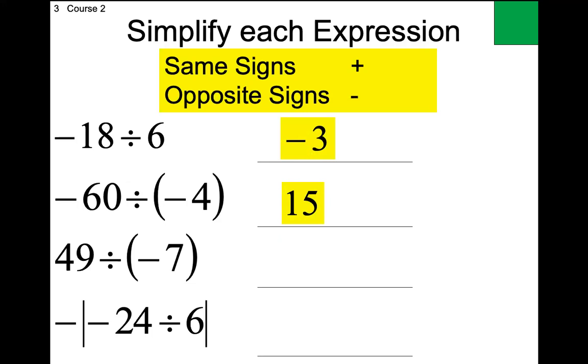Then it'd be -7. 7 times 7 is 49, not 7 times 6. And then the last one would be -4. It would be -4. Very good.